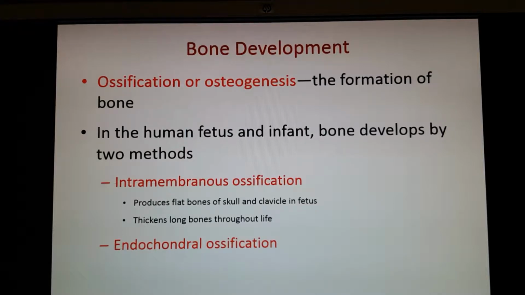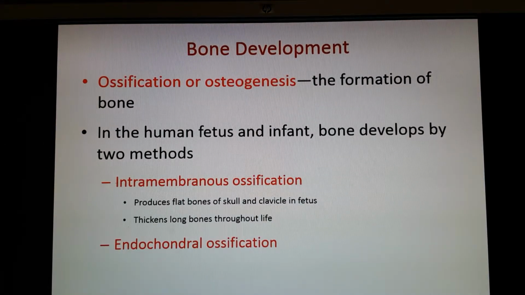So the process of creating bone is called ossification or osteogenesis. Again, remembering that bone tissue is also called osseous tissue. So there's two ways to do this. Either through intramembranous ossification. This is how you produce your flat bones in the skull and the clavicle in the fetus.